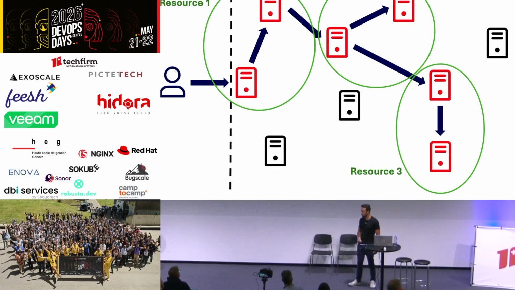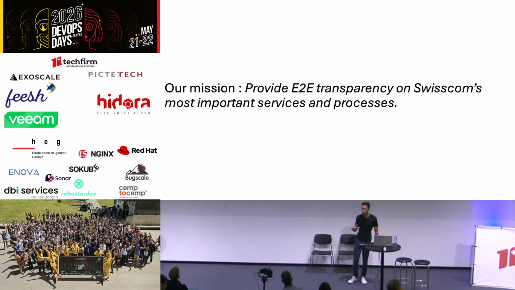So at the time where there was a lot more incidents than now, because Swisscom has improved on that, they started with Mosaic. So Mosaic is the name of our platform, and our mission is to provide end-to-end transparency on Swisscom's most important services and processes. That was part at the time of what they called Mission 100 for 2025, 100% availability on all Swisscom services. Of course, not reachable, it's never 100%. And now it's part of some other task force, but the mission has not changed.